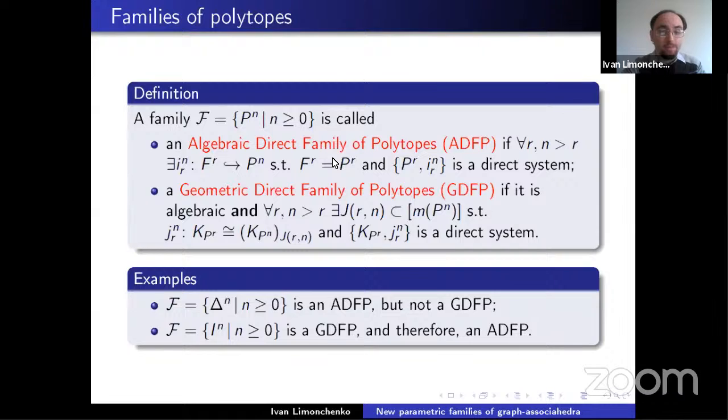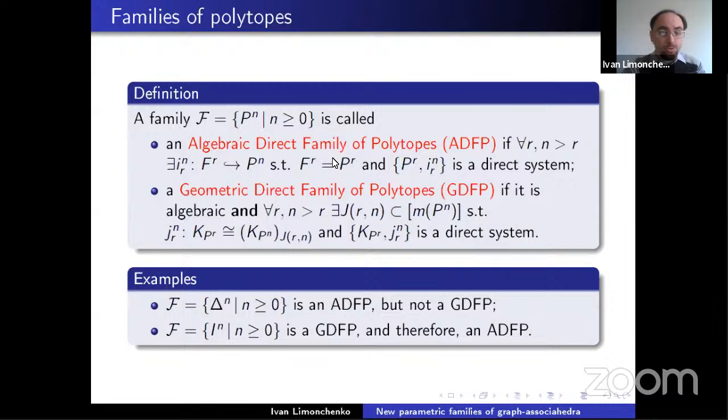A geometric direct family is a linear family that is algebraic, and moreover, it satisfies the following condition on nerve complexes. K_P means the boundary of the dual simplicial polytope. It's a nerve complex. So this condition simply means that a nerve complex of a polytope of smaller dimension is a full subcomplex in all nerve complexes of polytopes with bigger dimensions.